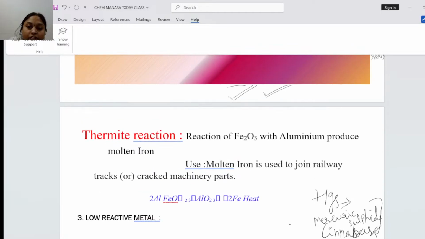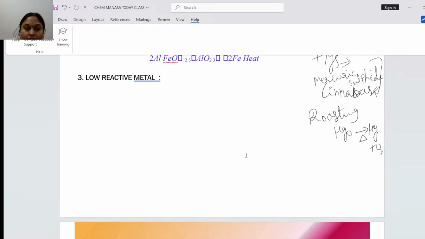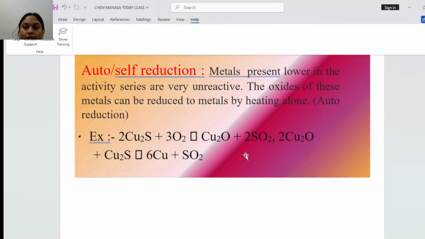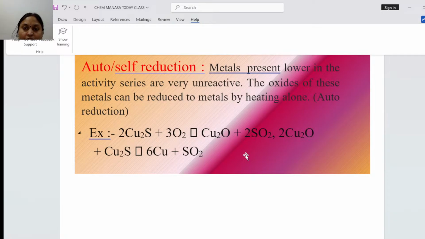So when it comes to the thermite, I already said. Next, auto reduction. Generally, metals lower in the activity series are very unreactive in nature, so they reduce themselves to metal sulfides. To prevent that, we are going for auto reduction.